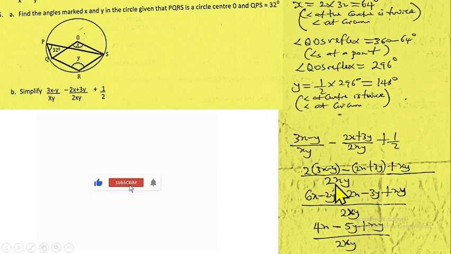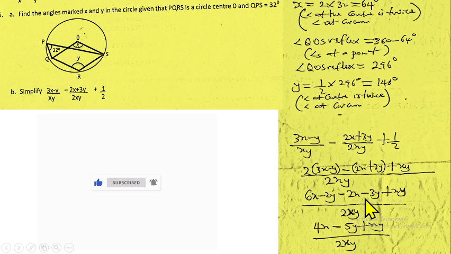So xy in 2xy will give us 2. Then the 2 multiplies this, minus 2xy in 2xy gives us 1 times this. You have this, but the reason why we put it in brackets is because the minus will affect everything there. Plus 2 in 2xy gives us xy times y. We have xy. And then if you open the bracket, you have 6x minus 2y minus 2x minus 3y plus xy.